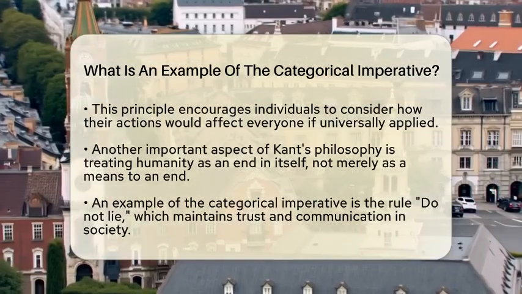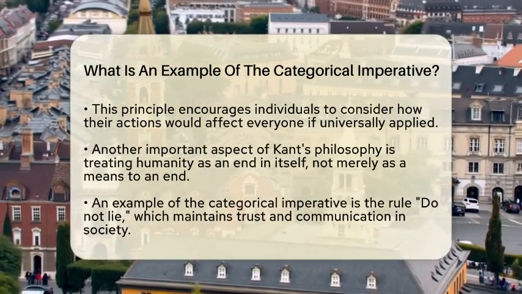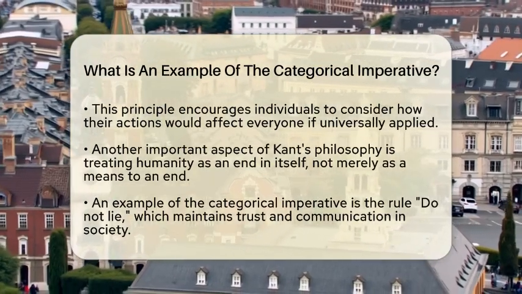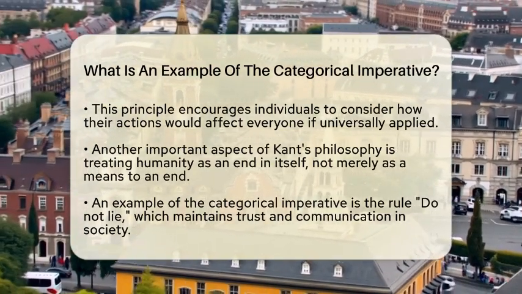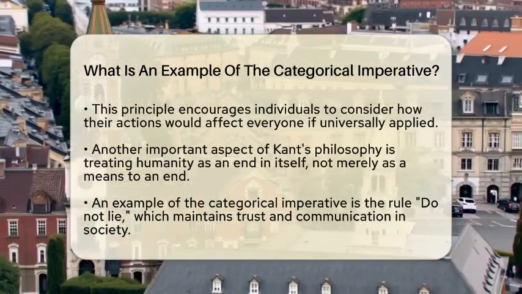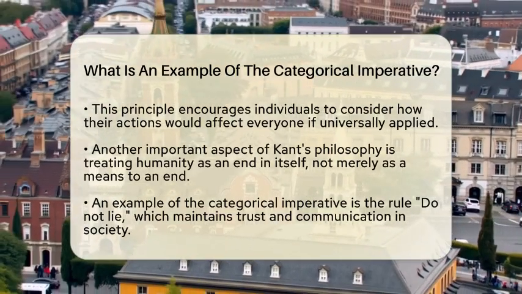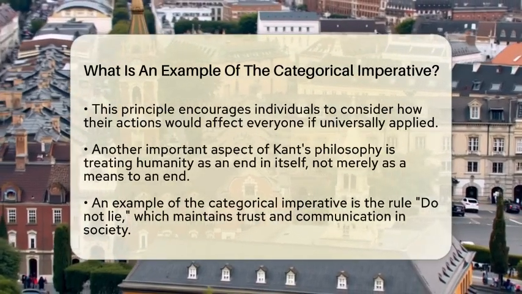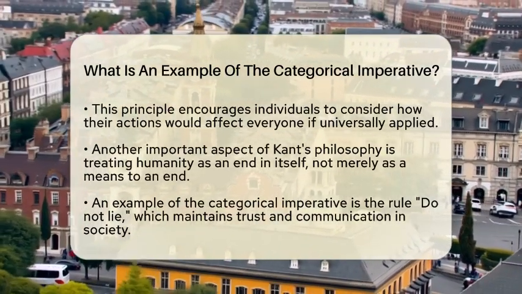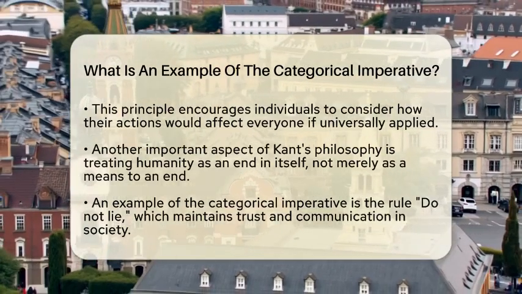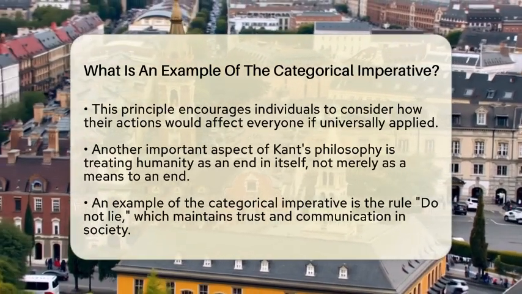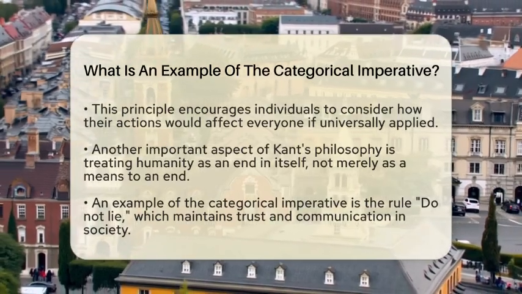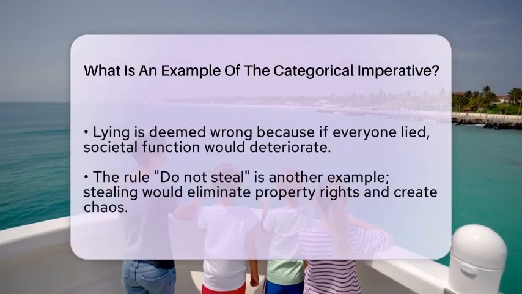Now let's look at a clear example of the categorical imperative in action, the rule "do not lie." According to Kant, lying is wrong because if everyone lied, trust would disappear and communication would break down. To determine if lying is acceptable, you can ask yourself, could I want everyone to lie whenever it suits them? The answer is no, because if everyone lied, society would struggle to function. Therefore, not lying becomes a moral duty according to the categorical imperative.